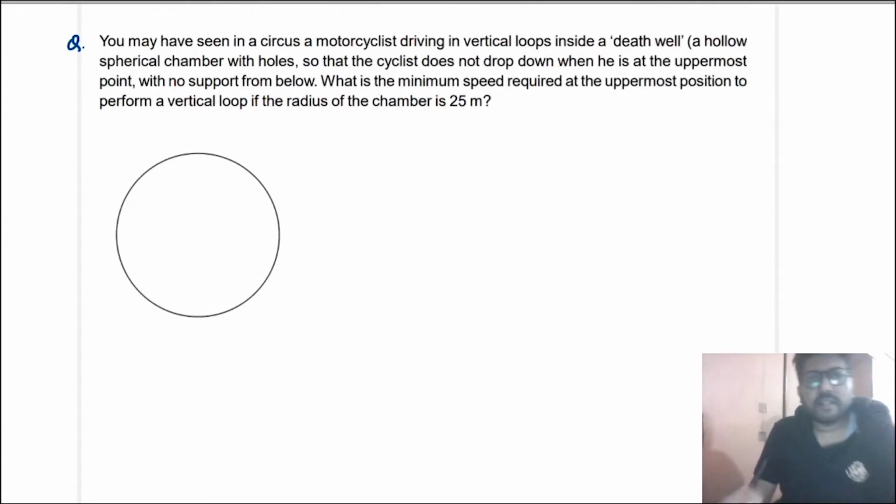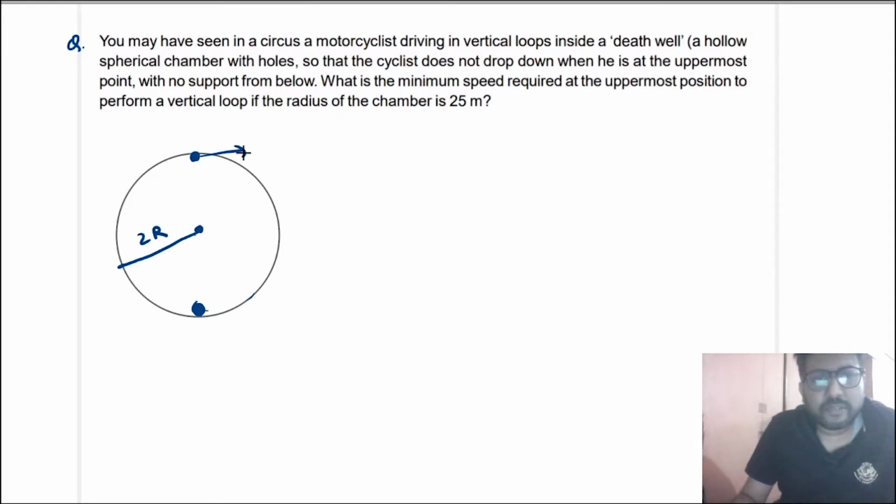Now in this question it is given that in a circus a motorcyclist is driving in a vertical circle. So a motorcyclist is driving his bike in the vertical circle. Okay, that is a death well, but this time it's a vertical death well. Now the cyclist does not drop down at the highest point, or anywhere above the horizontal line, although there is no support from below. Then what is the minimum speed required at the uppermost point to perform the vertical loop if the radius is 25 centimeters? So this is an oral question, right?